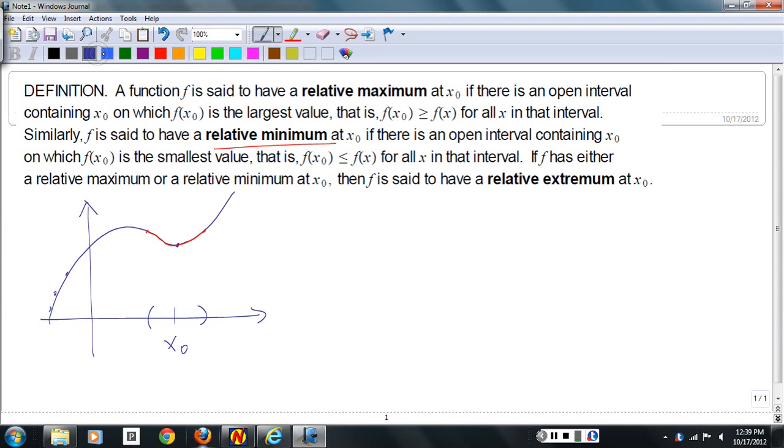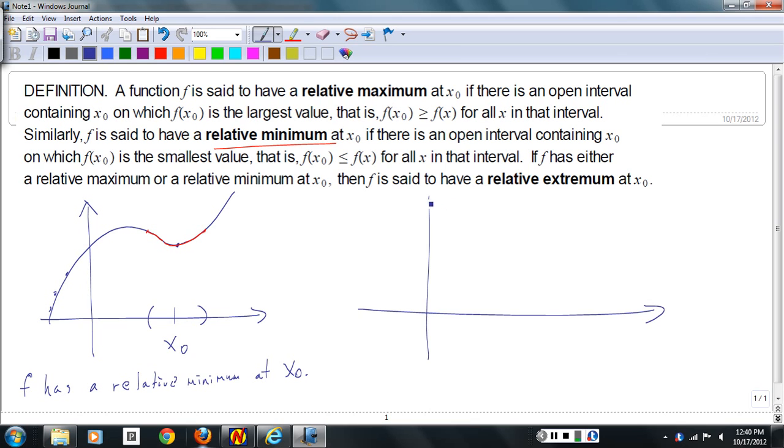So f has a relative minimum at x sub 0, like this. And turn that picture upside down, and then we get the relative maximum that I had intended to do first. A point at the top of a hill, so maybe something like that. This is our x sub 0, and clearly not the highest point on the graph.